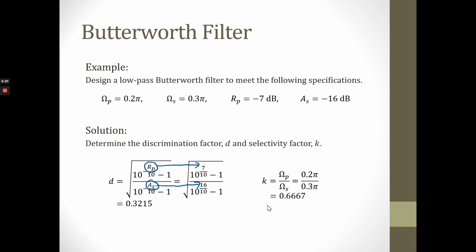The second one, we calculate the selectivity factor based on the ratio between omega passband and omega stopband. So based on these two values, the selectivity factor is 0.6667.